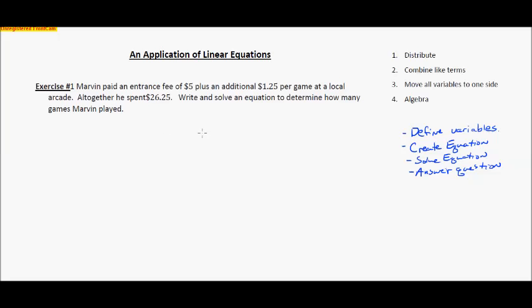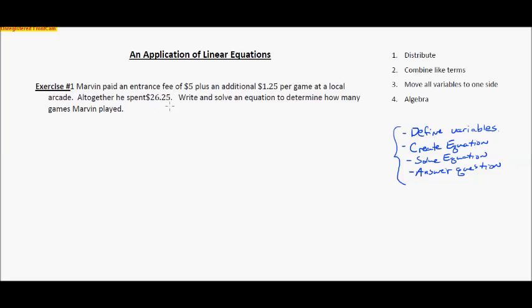Hi everyone, today is application of linear equations video for you, and notice that I have the same list over here as far as solving the equation, but I've added this list over here because usually when you're talking about applications, you're talking about solving a word problem, or a situation type problem. We want to make sure that we do these things as well whenever we do a word problem or a situation type problem.